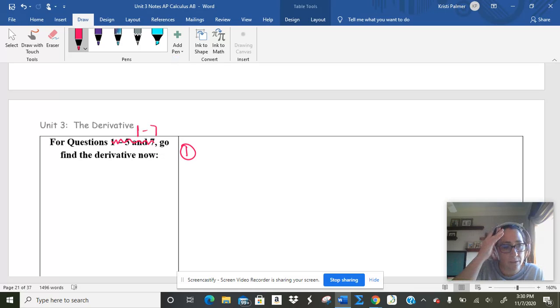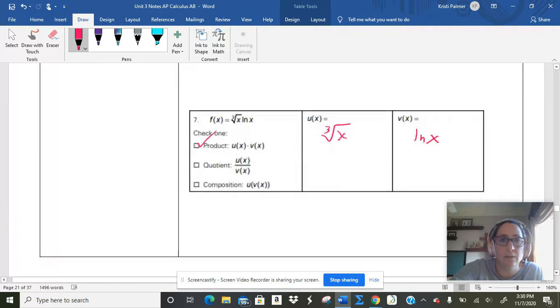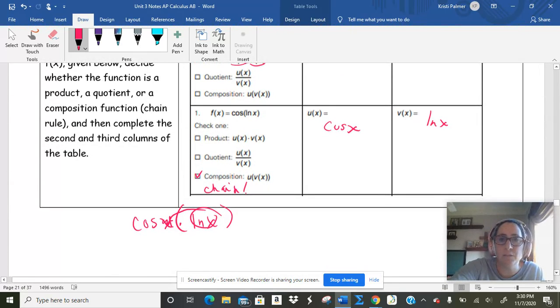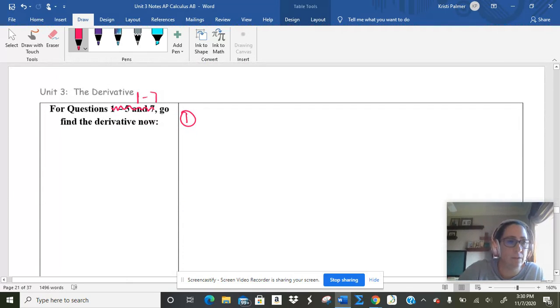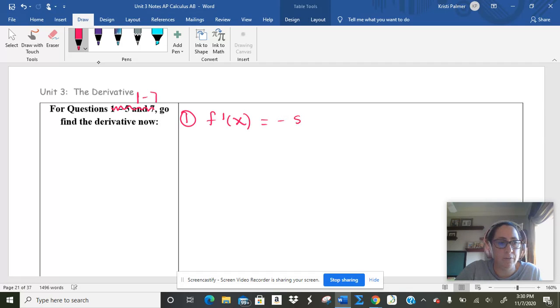Okay, so number 1, we're going to look at this one. Number 1 was the chain rule. So we're going to take the derivative of the outside, leave the inside alone, times the derivative of the inside. There you go.